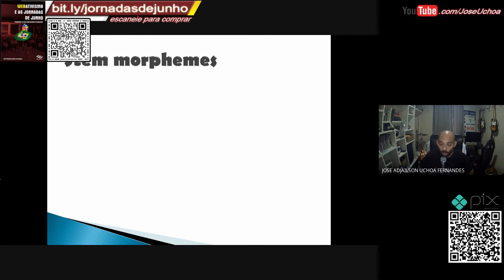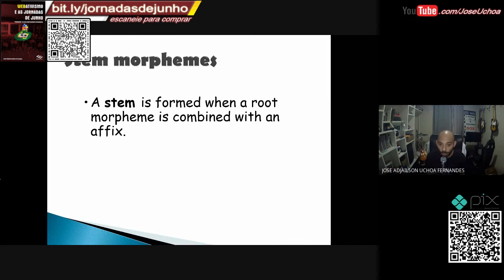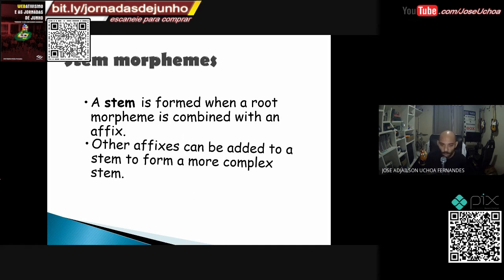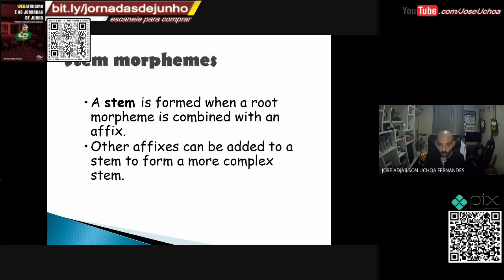Now, the notion of stem morphemes. Stem morphemes are basically morpheme plus morpheme. A stem is formed when a root morpheme is combined with an affix. So, root plus suffix, stem. Prefix plus root, stem. And other affixes can be added to form a more complex stem.